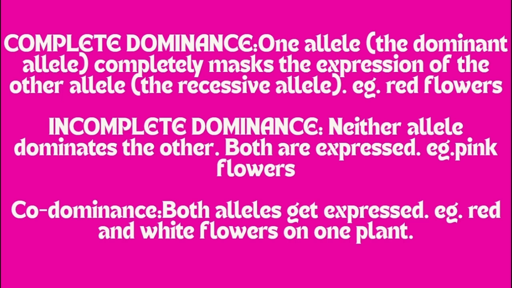For codominance, both alleles get expressed. So for example, if a red parent and a white parent have offspring, and on that one plant we realize that it has both white and red flowers, that's codominance, because both of them are expressed in that case.